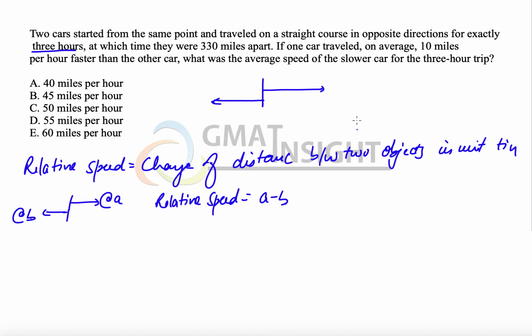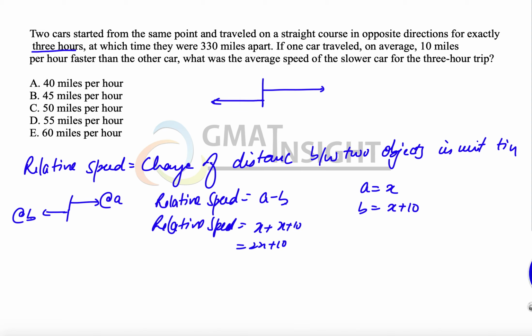Now here, we understand that 10 miles per hour is the difference between the speeds of those two cars, as one car traveled at 10 miles per hour faster than the other car. So, suppose one car has a speed of x, then the other car has a speed of x plus 10. In that case, the relative speed of these two cars will be equal to x plus x plus 10, that is equal to 2x plus 10.